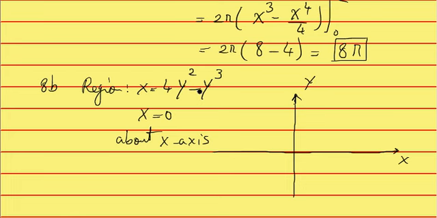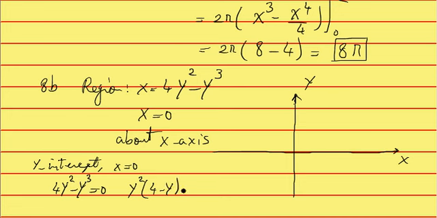Good idea would be to go ahead and find out a y-intercept of this. So if I set 4y squared minus y cubed equal to 0, x is equal to 0, this factors as y squared times 4 minus y equal to 0. Roots of that are y equal to 0, 0, and y is equal to 4. We have a double root here, and a root, let's suppose 4 is here.